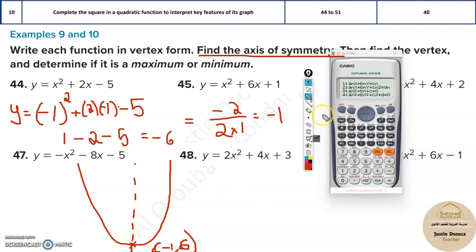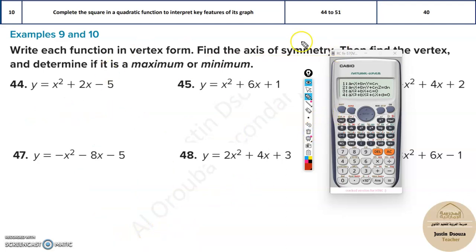So the coordinates of the vertex, I'll write it. Axis of symmetry is minus 1. The vertex is minus 1 comma minus 6. This much information we have. And determine the maximum or minimum point. Now see over here, this is positive, so it'll open upwards, it'll have a minimum point. So this is minimum. We have still not finished the vertex form.